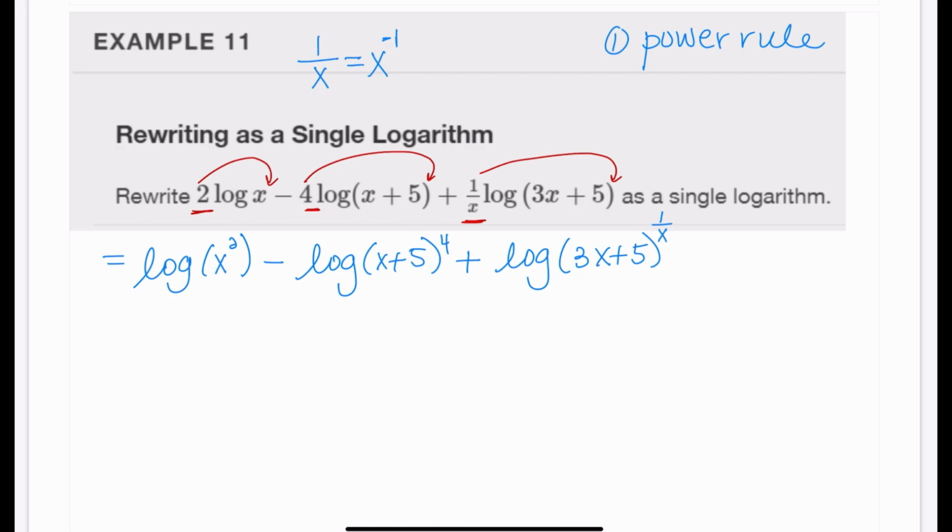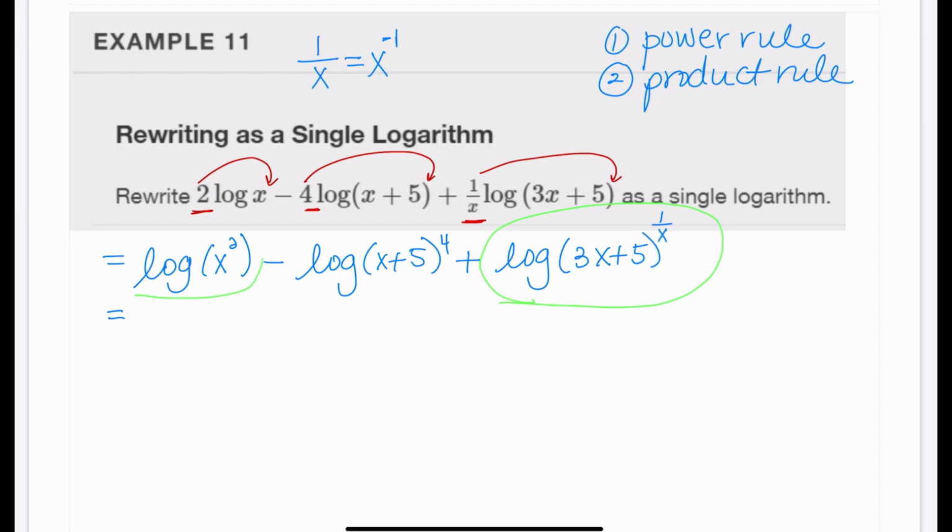Sometimes it's personal choice. It's not really something you have to do, but you might see it written that way and then you can recognize it. Okay, so one of the things that's interesting right now is that we are possibly better off rewriting this. So that way, if you notice, this is positive. This is a plus log of (3x+5) to the 1/x power.